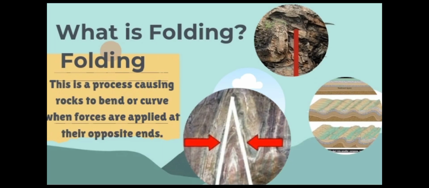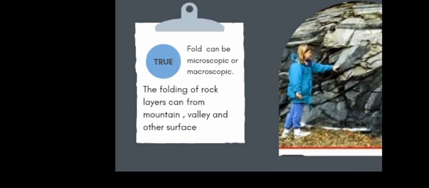We're showing the rocks folding as a result of very strong forces. Folds can be microscopic or macroscopic. The folding of rock layers can form mountains, valleys, and other surface features. Fold mountains develop from large-scale folding of the crust along plate boundaries.